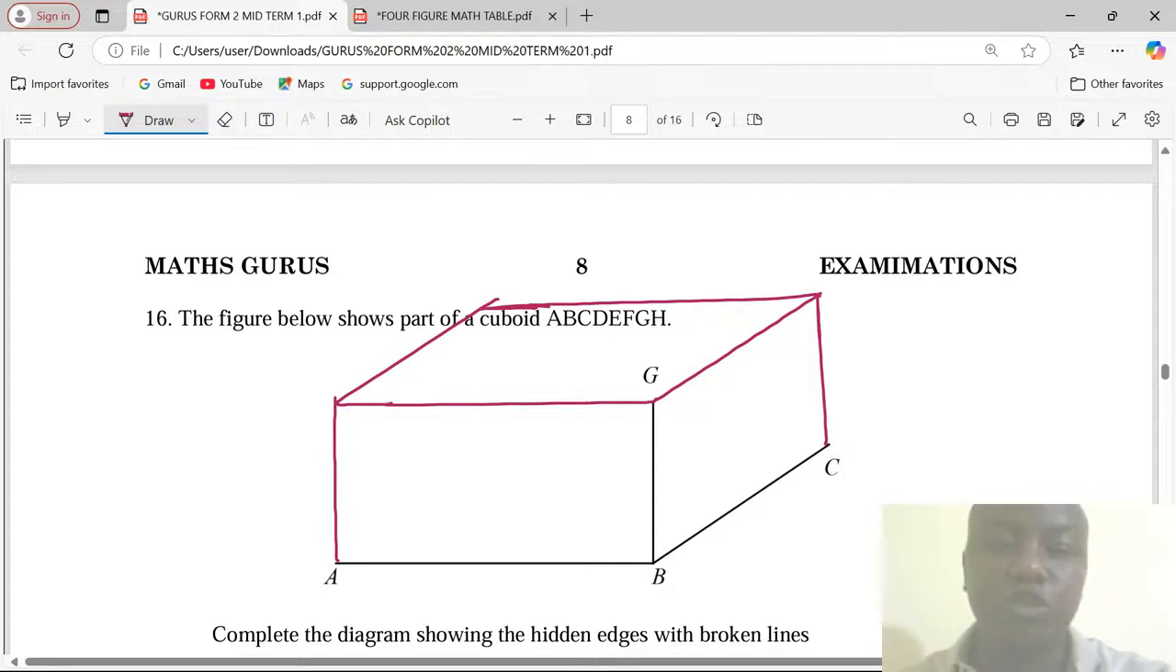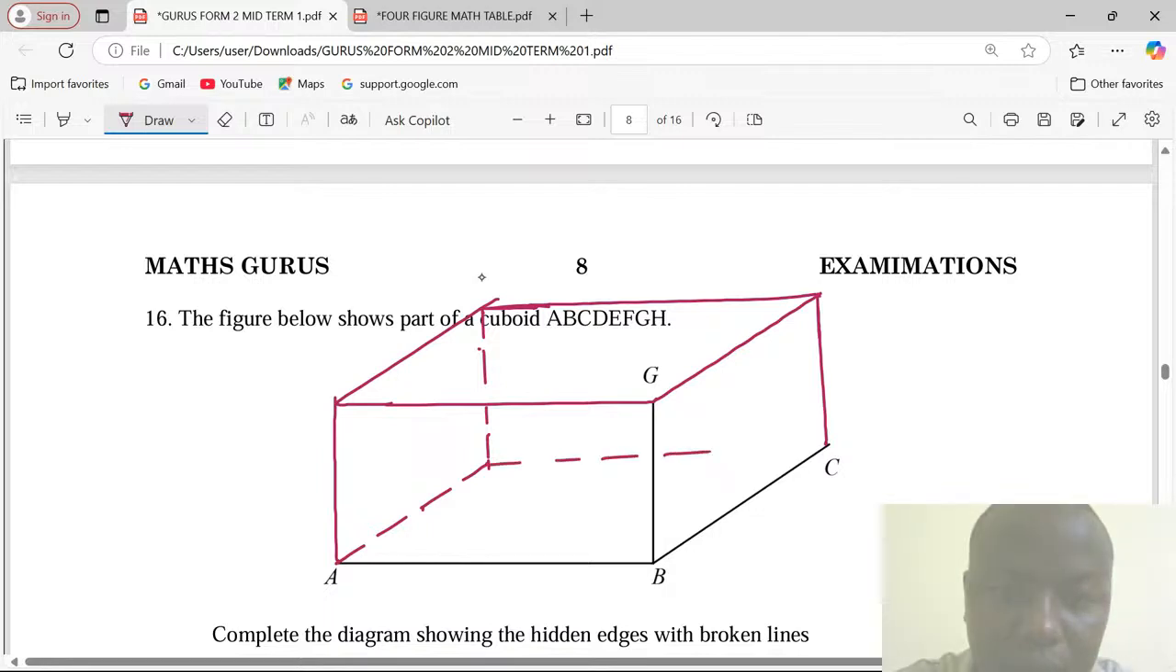Now we have to talk about the hidden edges. There is an edge there. There's also an edge at that point. Then there is an edge again, which is also supposed to be broken that way. So now we are having our cuboid, and the next thing is to label it.